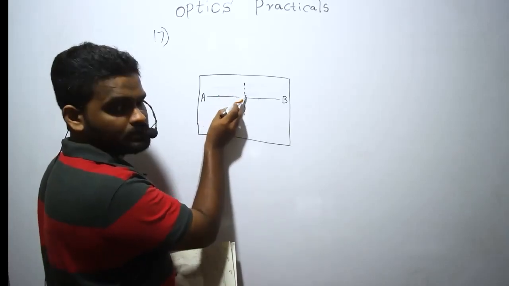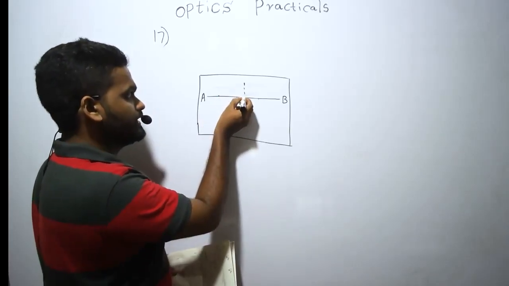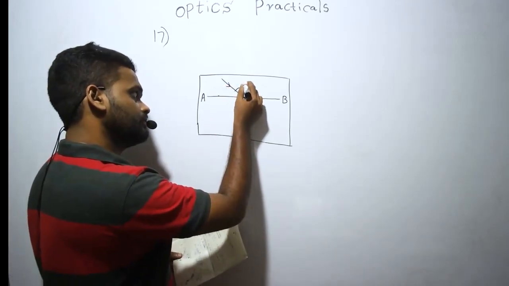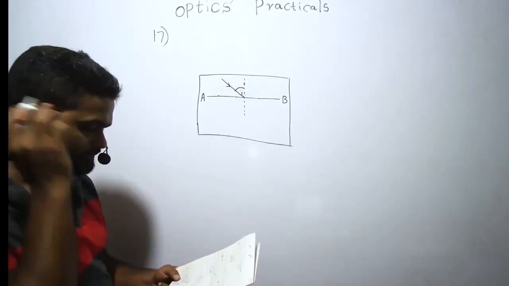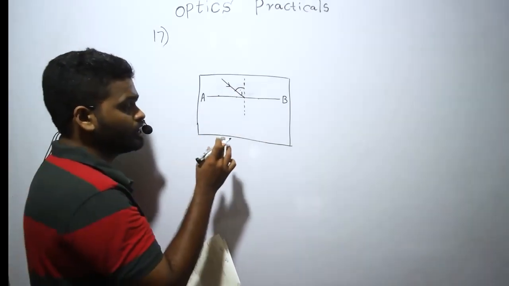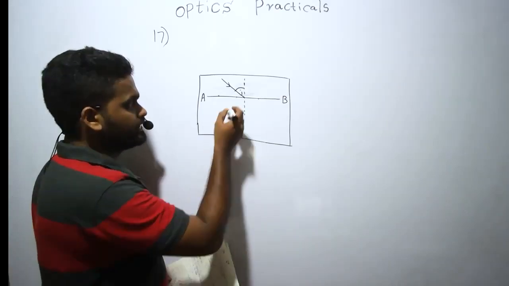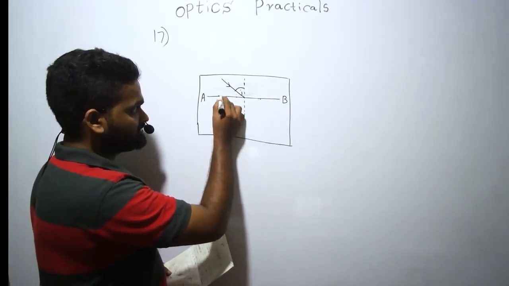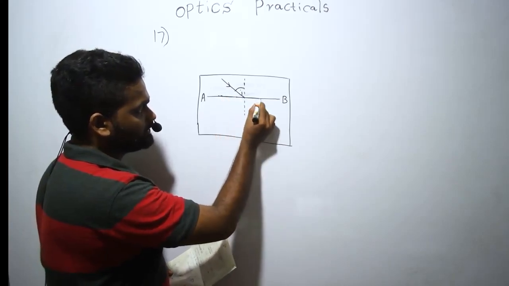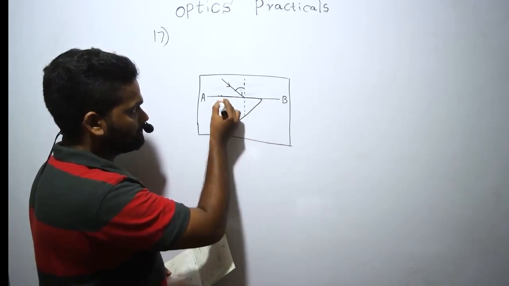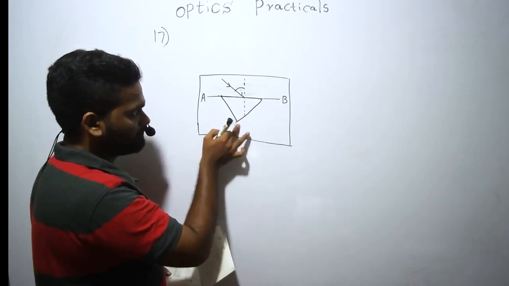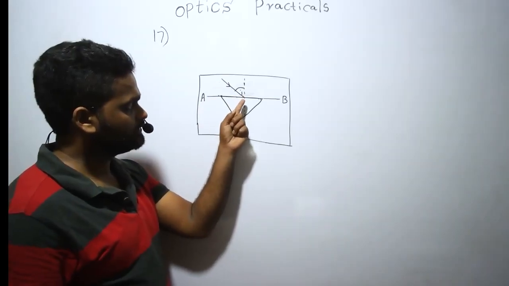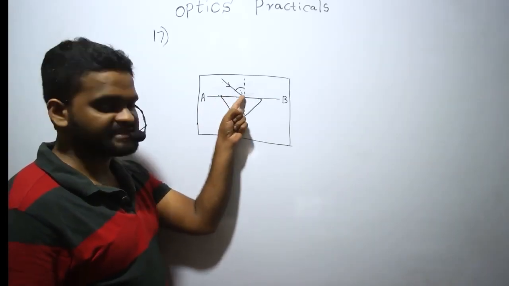So first you draw the normal, right? Then let's say the incident angle is this much, let's say that is simple i. Then you have the prism, and you place the prism like this, one side on the AB line. To this side, this is the incident angle, right?